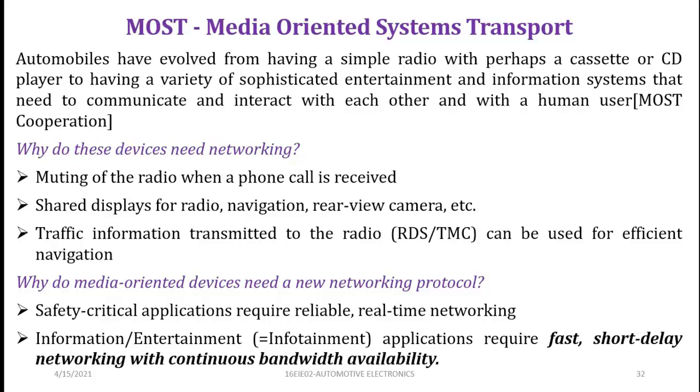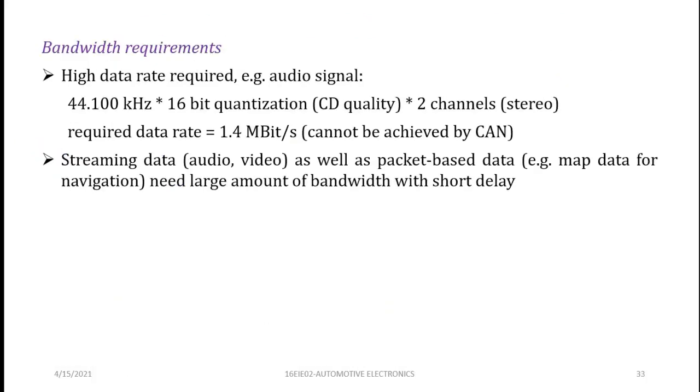Okay, and what are the bandwidth requirements that we need to know? It requires a high data rate. For example, we can take an audio signal of 44.1 kHz with 16-bit quantization, that is CD quality, and 2 channels, that is stereo quality. The required data rate is 1.4 megabits per second. It cannot be achieved by CAN, so we are going for MOST.